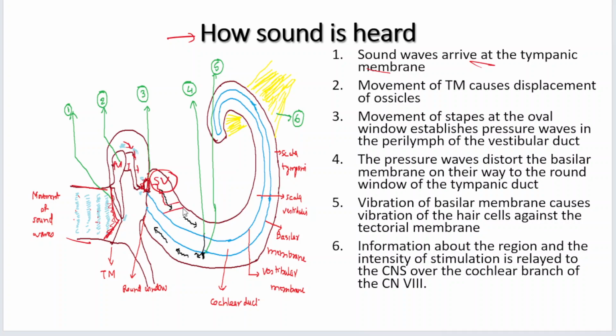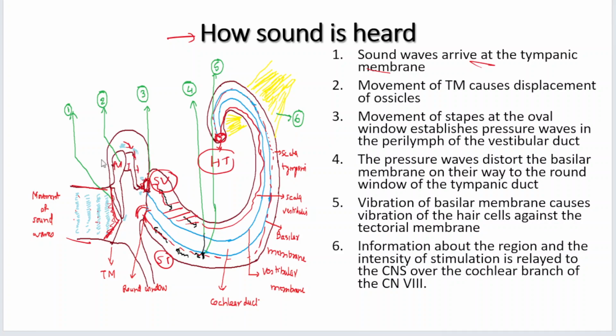This is filled up with the perilymph. Now this pressure wave will pass all the way to the apex of the cochlea. The scala vestibuli and the scala tympani are connected to each other through this opening at the apex of the cochlea called the helicotrema. The same pressure wave will come back from the helicotrema to the round window in the scala tympani, and it will cause bulge of the round window outwards.